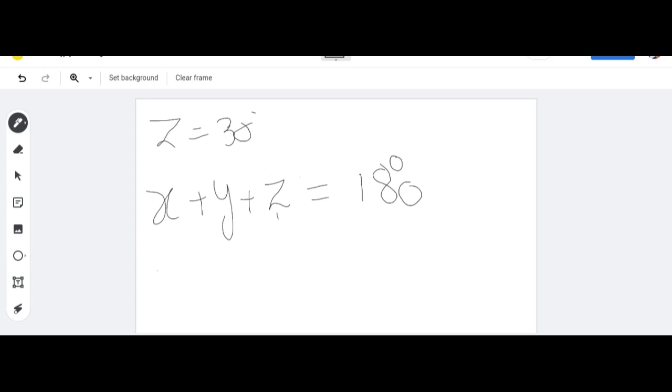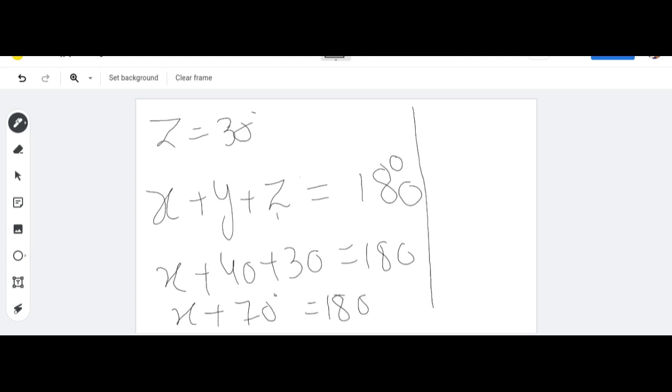Got it? Yes, 40 plus 30. By adding this 40 plus 30, what is the answer? 70. Yes. Now what do I have to do here? 180 will be here. Plus 70 moves to the other side of the equals sign, it means minus 70. Can you do this calculation? Yes, ma'am. So then it will be 180 minus 70, right? Yes.